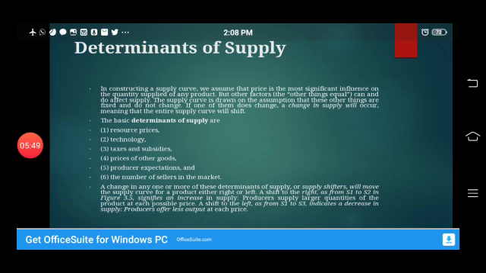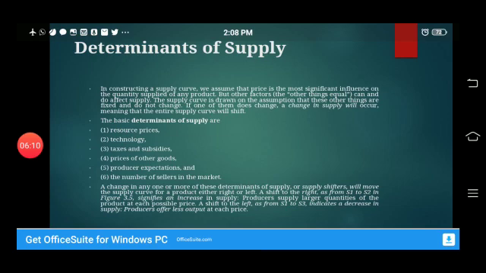Then taxes and subsidies. Taxes and subsidies are two opposite things. Suppliers consider taxes as part of the cost. If the government imposes taxes, they will think that the cost of production has increased.